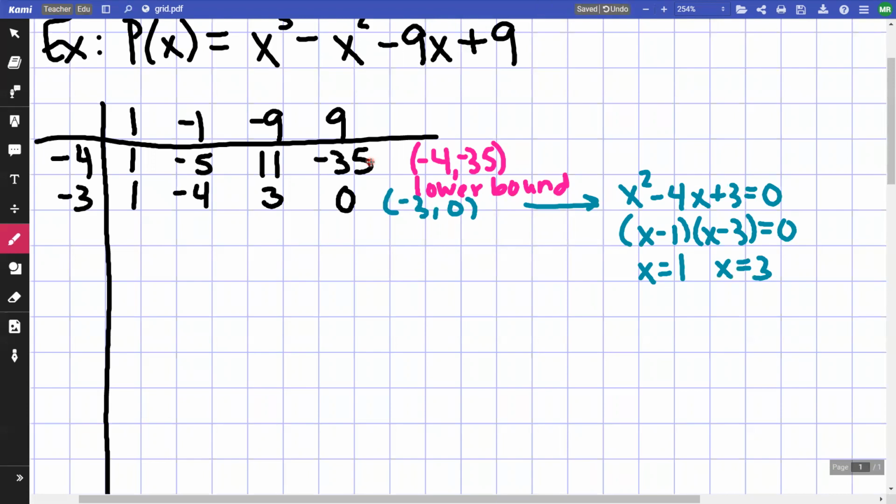But I still want to continue with my graph because I'm trying to graph it. Okay, so I'm going to see what happens next. Negative 2. Bring down my 1.